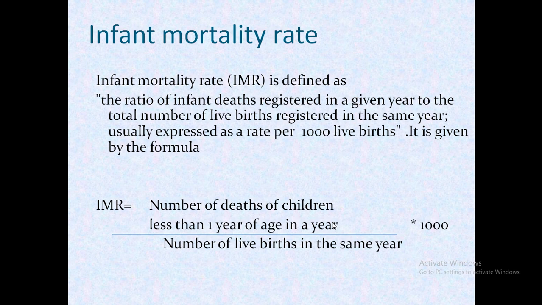And next is the infant mortality. Number of deaths of children less than 1 year, from birth to 1 year, divided by the number of live births in the same year. It is expressed multiplied by 1000. The ratio of infant deaths registered in a given year to the total number of live births registered in the same year, usually expressed as a rate per 1000 live births.